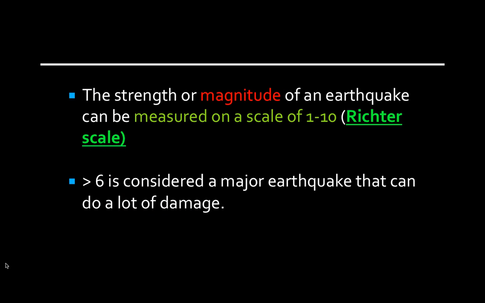The strength or magnitude, which is your next topic on the left side, of an earthquake can be measured on a scale from 1 to 10. The Richter scale is what it's called. Just like we measure the strength of hurricanes from 1 to 5, you guys know that a Category 5 hurricane is really dangerous and really strong. Well, a Category 10 earthquake is super strong and would cause a lot of destruction. Anything greater than a 6 on the Richter scale is considered a major earthquake.